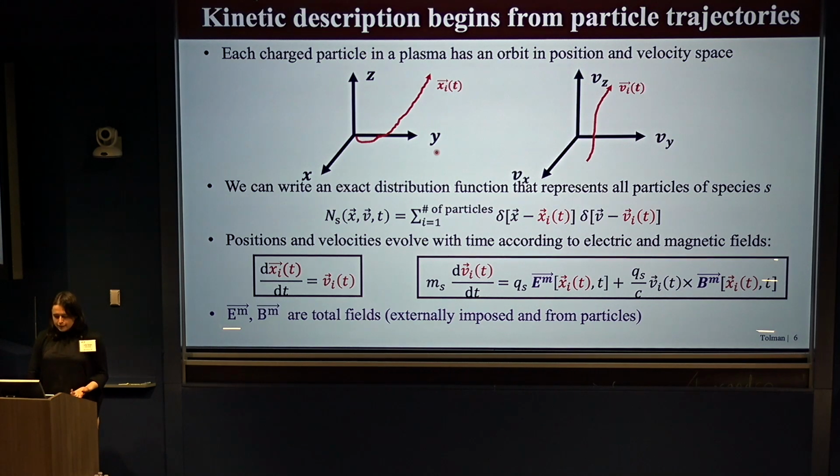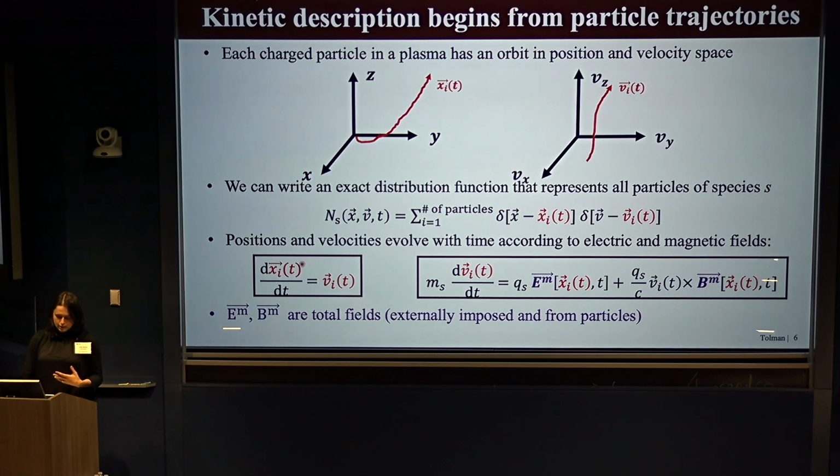To describe a plasma, we can write an exact distribution function that represents all particles of species s. I can represent this with capital N_s, and it's a function of position, velocity, and time. And this is given by a sum of the product of delta functions over the individual positions and velocities of particles in the plasma. These positions and velocities evolve with time according to electric and magnetic fields, because the particles in the plasma are charged.